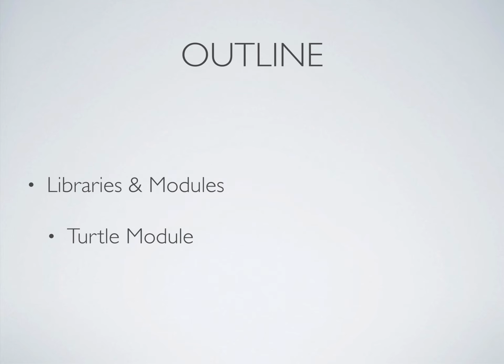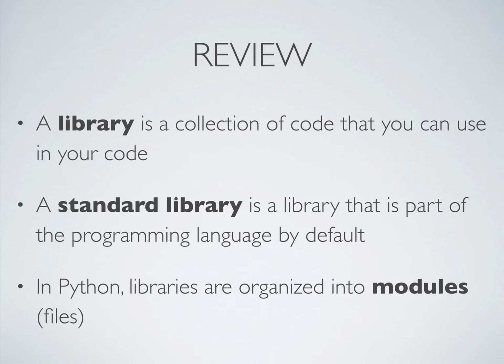So, we are going to continue talking about libraries and modules. Specifically today, we are going to talk about a module called the Turtle module. Really quick review. A library is a collection of code that you can use in your own code. A standard library is a library that is part of the programming language by default, so it's already downloaded when you download Python. And in Python, we organize these libraries into files, which we call modules.